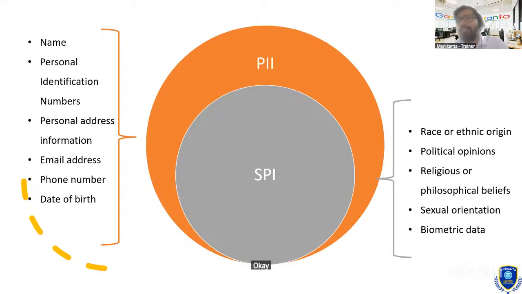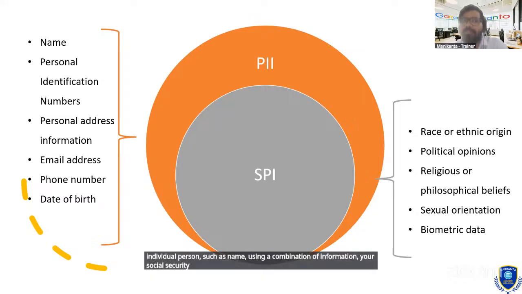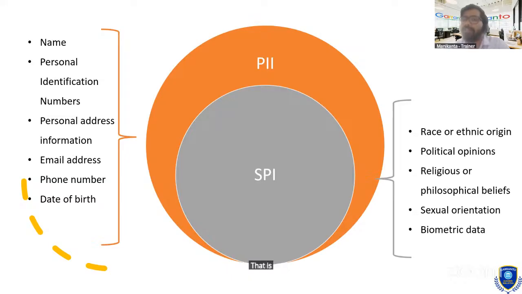Okay, I'm logging into the system. Should I protect that? No. I am logging out. Should I protect that? No. But what should be protected? Your PR number, your personal information. So what is the personal information here? Personal information means anything that is used to identify an individual person, such as name, or using a combination of information, your social security number, your personal information, your address, your PIN code. Then I can identify you. That is personal information. So anything that leads to identifying you is personal information. That information needs to be protected.